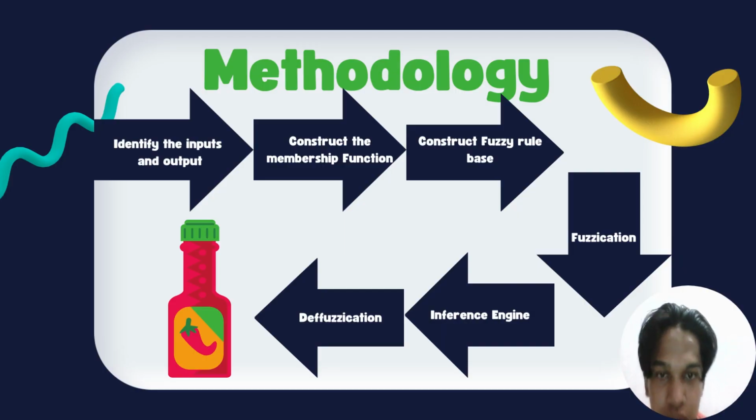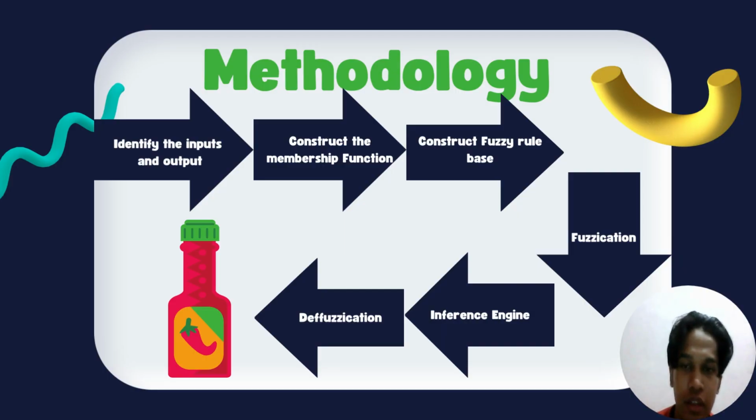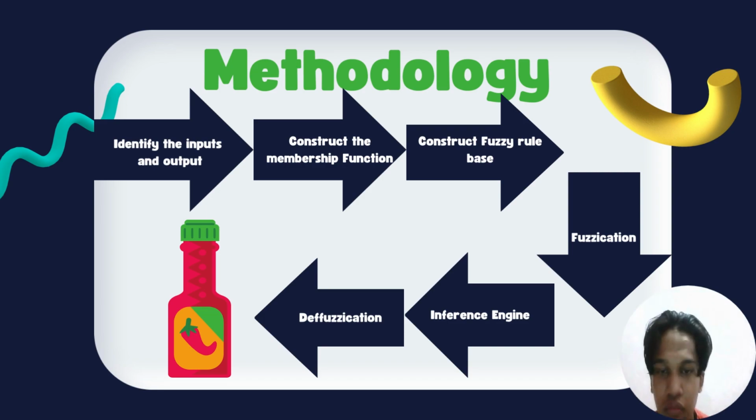Okay, the first step of the methodology is to identify the inputs and output. Second, construct the membership function. Third, construct the fuzzy rule base. Fourth, fuzzification. Fifth, the inference engine, and the last one is the defuzzification.